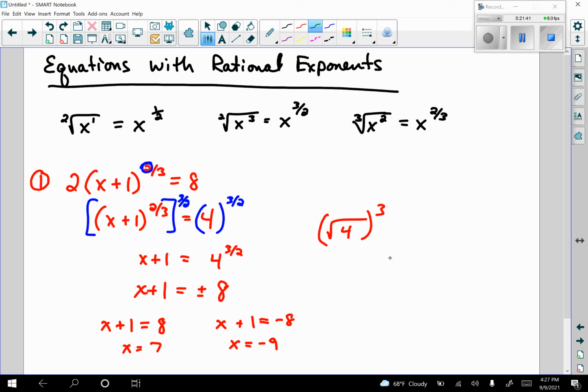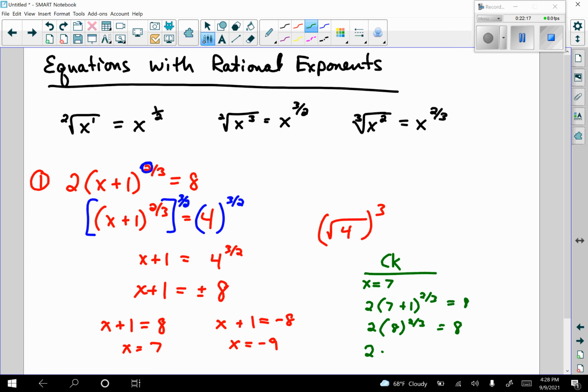So if we check this real quick, using the 7 first, we could do 2 times the quantity x plus 1, actually 7 plus 1, to the 2/3 should equal 8. So this becomes 2 times 8 to the 2/3 should equal 8. So 8 to the 2/3 means we're going to take the cube root of 8 first, which is 2, and then square it, which is 4. So again, I took the cube root of 8, which is 2. 2 squared is 4, and 2 times 4 gives us 8.